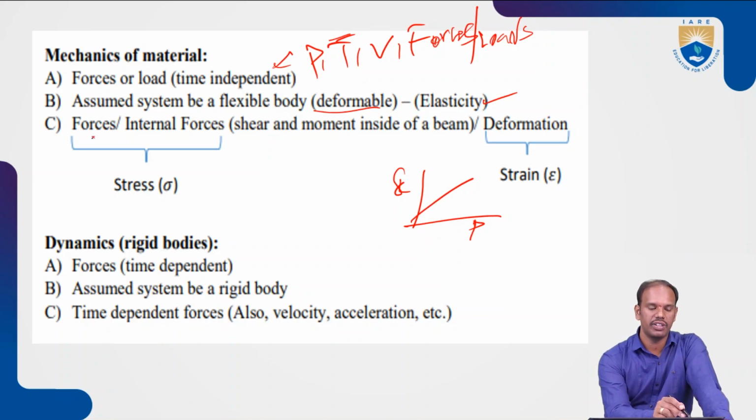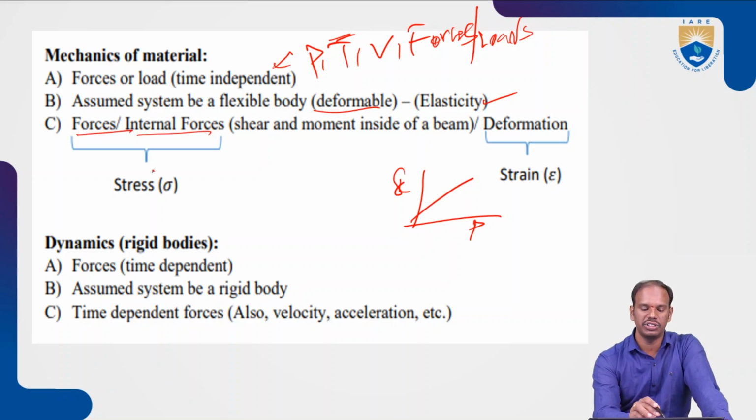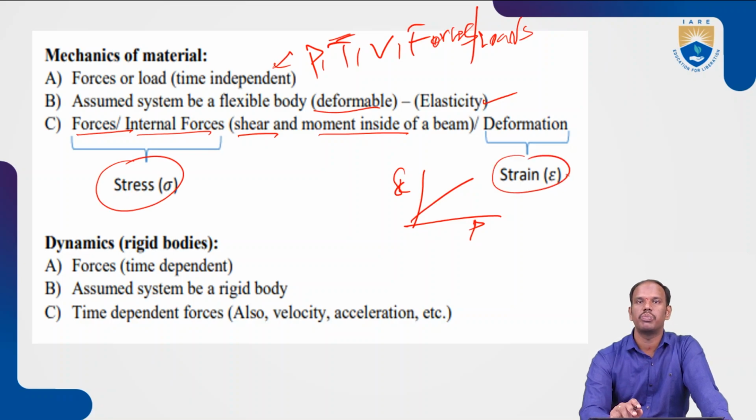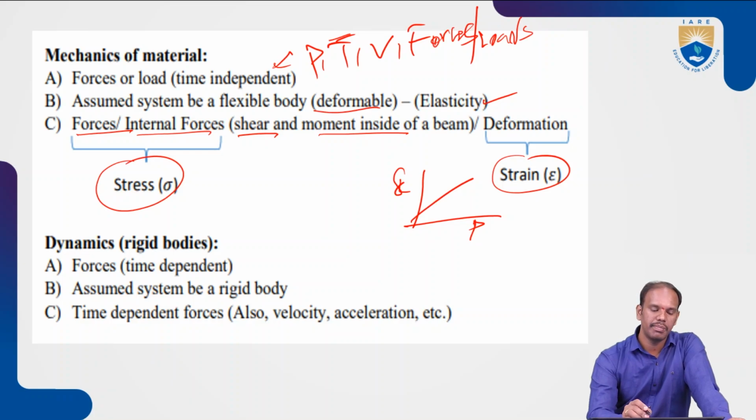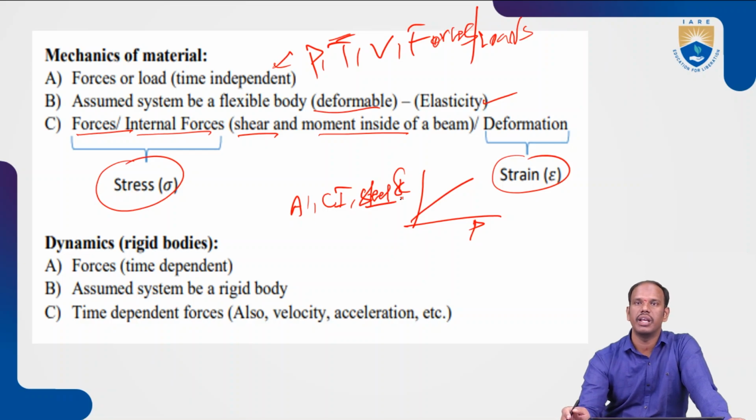So mechanics gives us materials. There are internal forces, the shear or moment inside the beam we can see, and deformation. So stress and strain are produced in mechanics of materials. Like solid mechanics, we see there is mechanics, and in that again the materials are concentrated. Like the material may be aluminium, cast iron or steel. All those systems we can see in this particular materials, right?